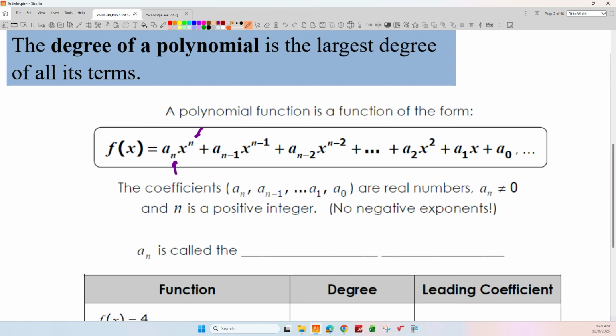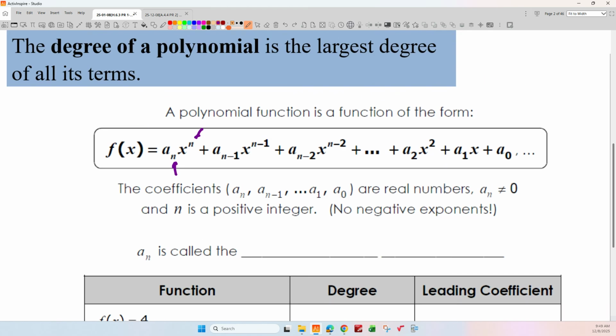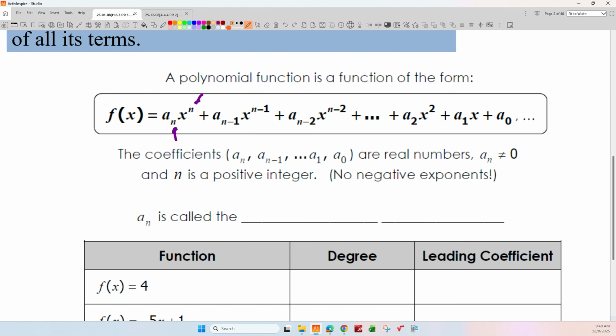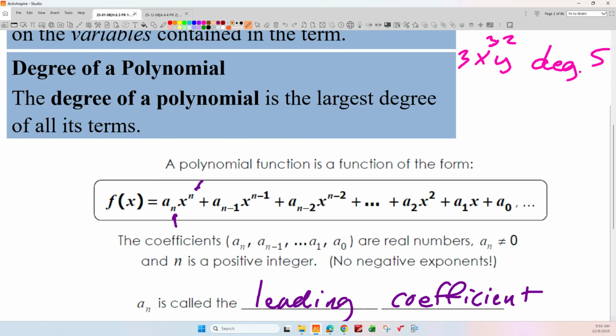Okay, so what do we call... So the coefficients, right, we just mentioned that. The coefficients are a sub n minus 1, and so on. We call a sub n, because that's the coefficient that goes with the biggest power of x, the leading coefficient. Because the first term in the polynomial is called the leading term.